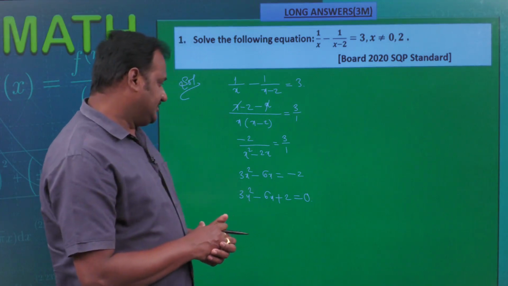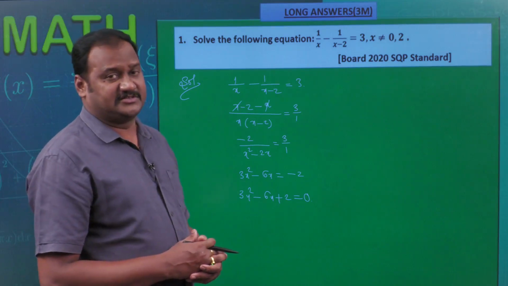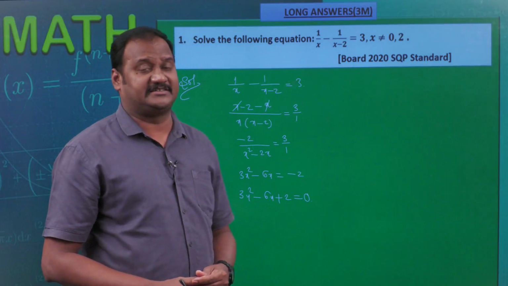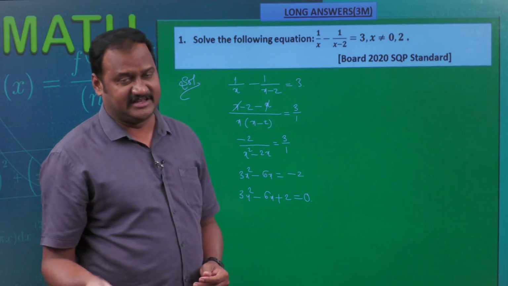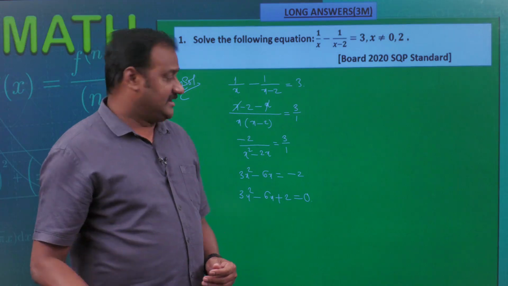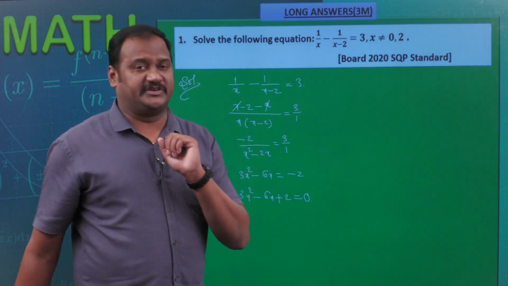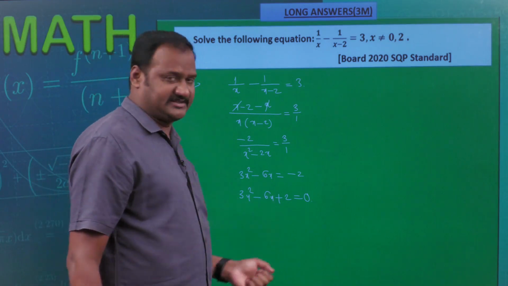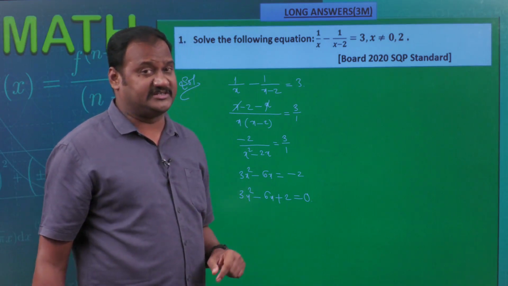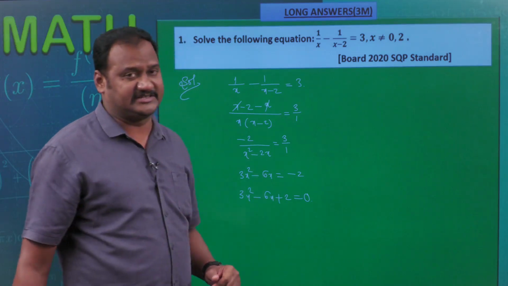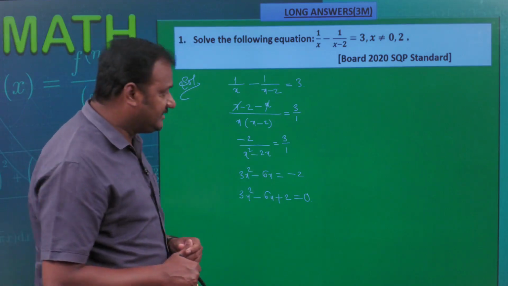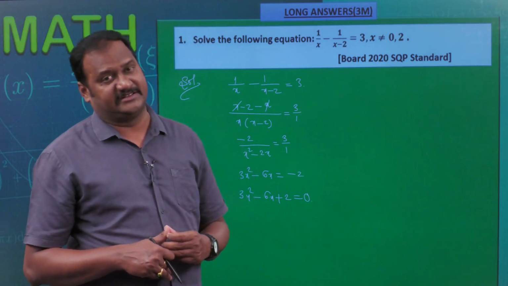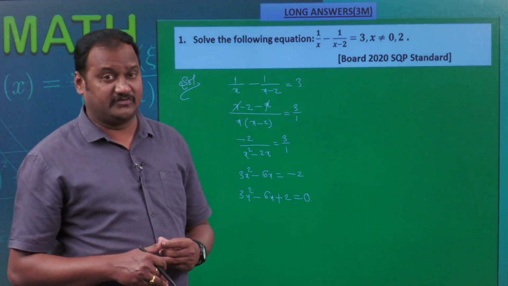Now, is it possible to factorize by using the splitting middle term method or not? 3 into 2 is equal to 6. What are the factors of 6? Either 1 sixes are 6 or 2 threes are 6. Suppose you go with the first one, 1 sixes are 6: 1 plus 6 is equal to 7, but it should be 6. Second one, 3 twos are 6: 3 plus 2 is equal to 5, but this should be 6. So it is understood that we cannot solve this by using the splitting middle term method. Then we should go to the formula method.